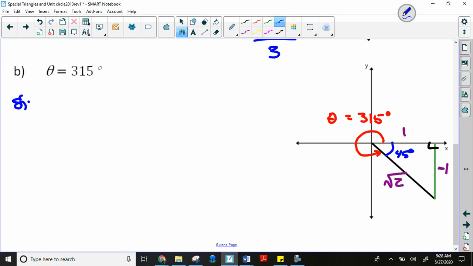So let's go sine of 315. Oh, that's not it at all, Megan. It's good effort. It's a good try. Let's do it again.